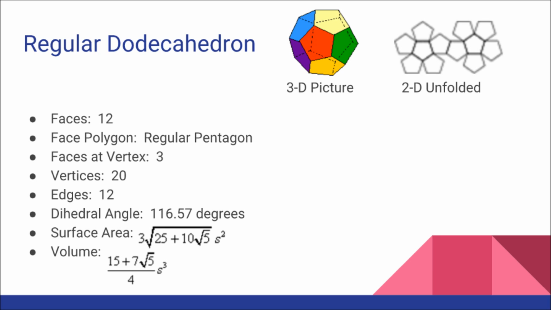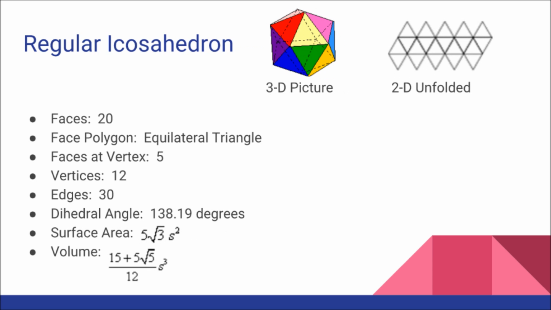The regular dodecahedron is the 4th simplest solid with 12 congruent regular pentagons as faces. It is in 1st place with regard to surface area and volume. The regular icosahedron is the fifth simplest solid with 20 congruent equilateral triangles as faces. It is in second place with regard to surface area and volume.